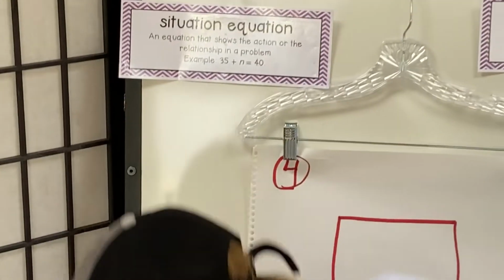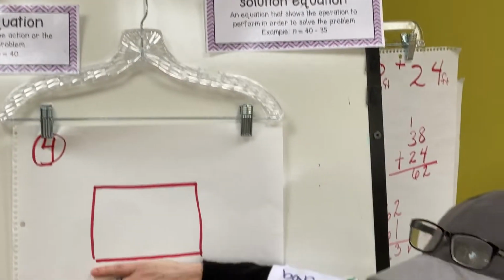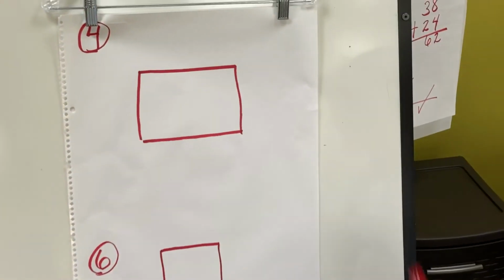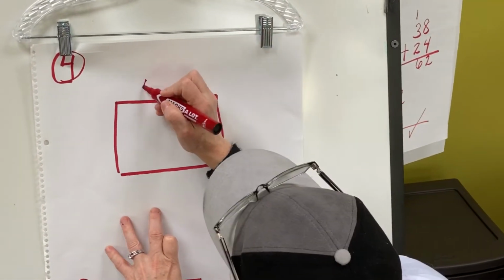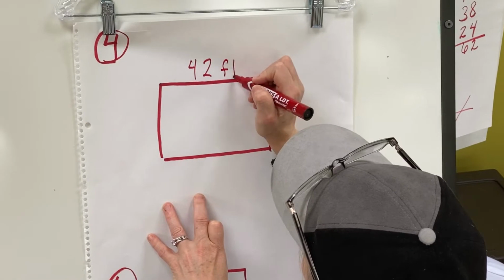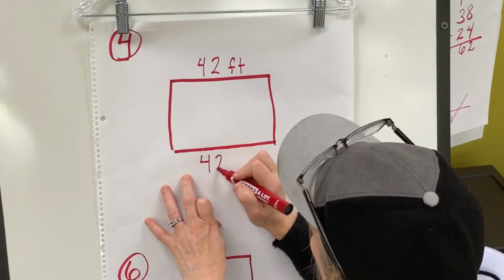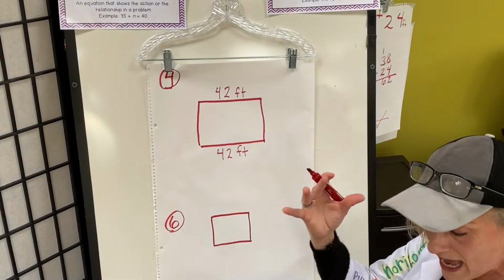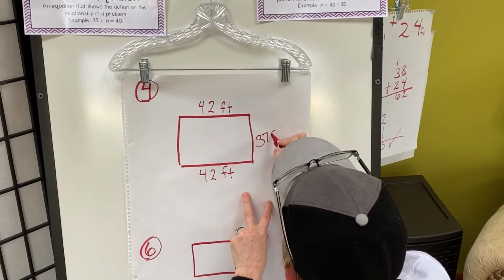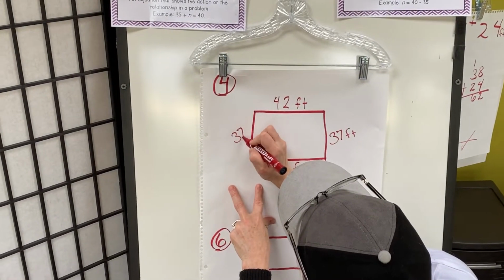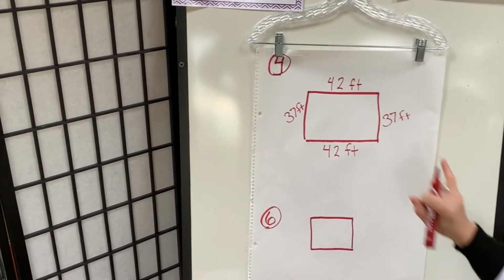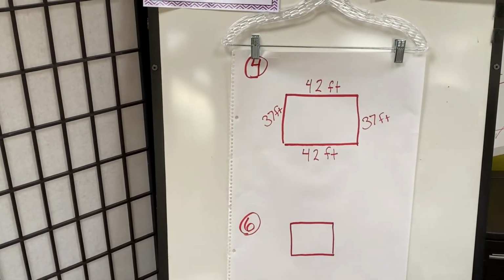So friends, for number 4, I made the shape that I believe it is. It says that 2 sides are 42 feet. Those are the longer sides. So I'm going to put 42 feet and make this one 42 feet because there's 2 of them that are 42 feet and the other 2 sides are 37 feet and 37 feet. Friends, again, they're asking for the perimeter. What is the distance around?